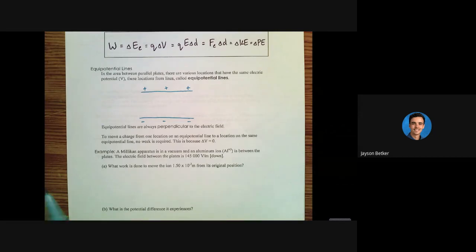These locations form lines, and they're called equipotential lines. Now, the reason why they have the same electric potential is because they are in the exact same position relative to each of the parallel plates. So let's take a look at where this might end up.